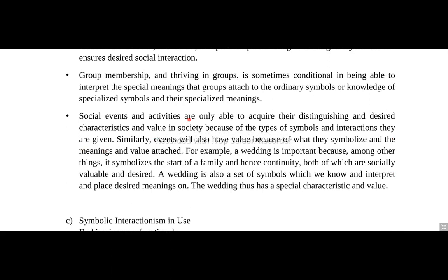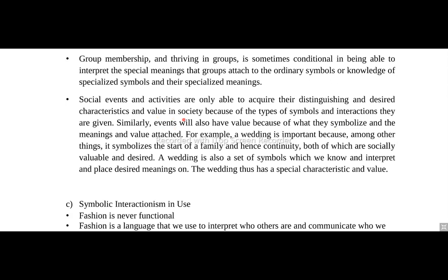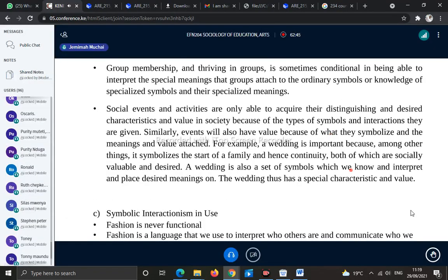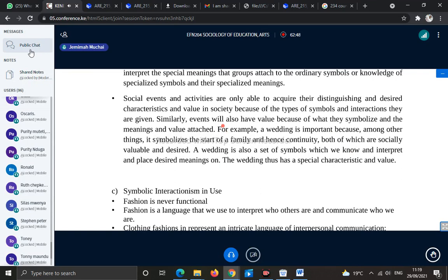Social events and activities are only able to acquire their distinguishing and desired characteristics and value in society because of the types of symbols and interactions they are given. Similarly, events will also have value because of what they symbolize and the meaning and value attached.